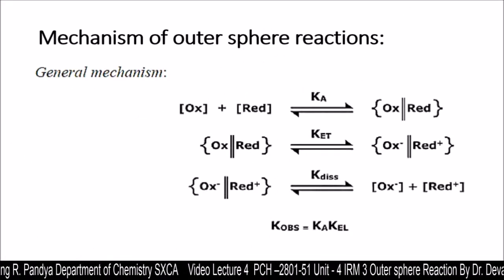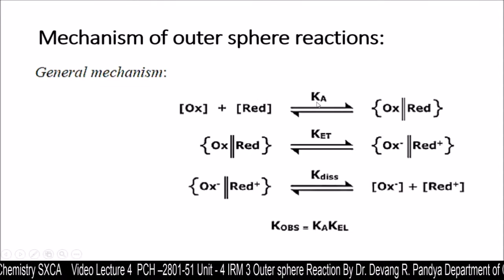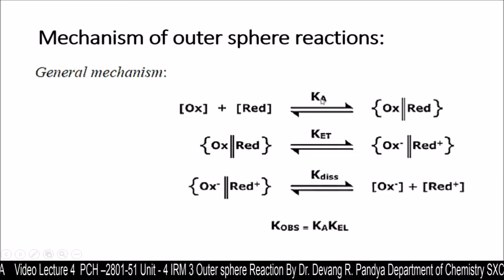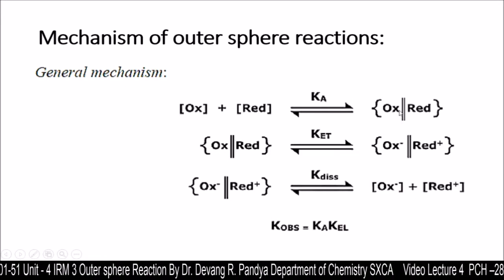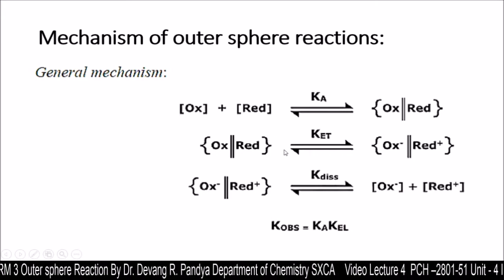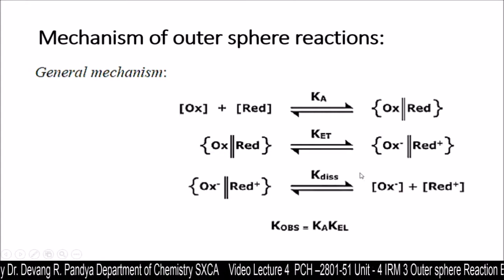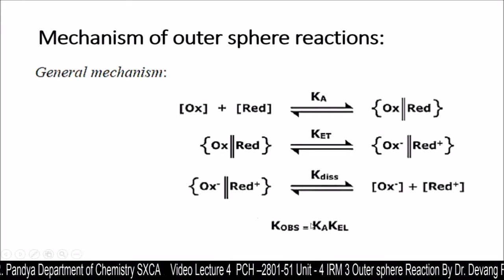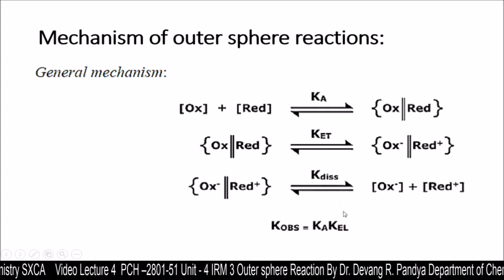Now this would be the general mechanism: oxidant concentration, reductant concentration, and this is a rate constant for this association, redox, oxidant or reductant, and this is for the ET reaction, electron transfer, and this is for dissociation. So K observed would be K_A times K_ET.